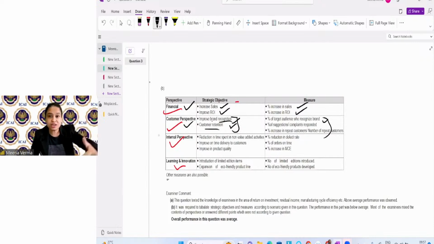How many repeat customers do we have? Repetition means you have increased customer retention. The one who comes once is coming again and again. That means the customer retention has increased.